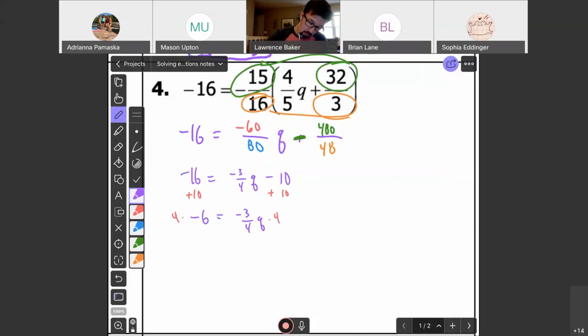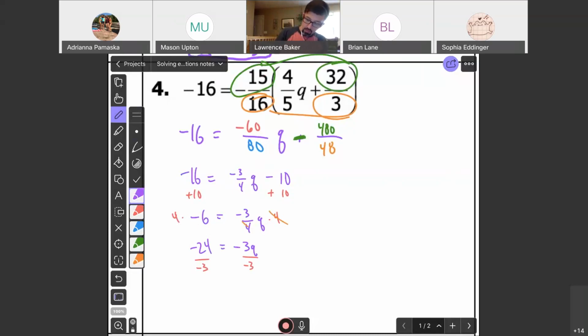So negative 24. So why did we multiply by 4, right? To cancel it out, not to make a 12 or something like that. The whole point was to get rid of it. So that just leaves us with negative 3q. And of course, we just divide by negative 3. Say that again? So yeah, then just divide by 3. Okay.